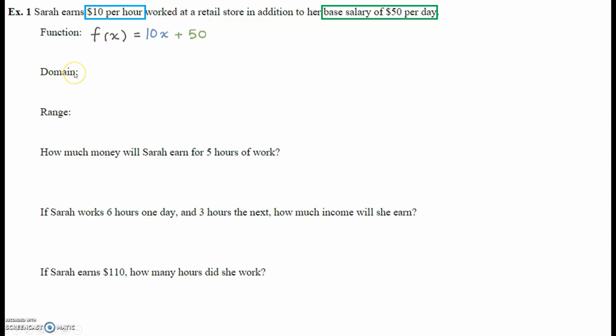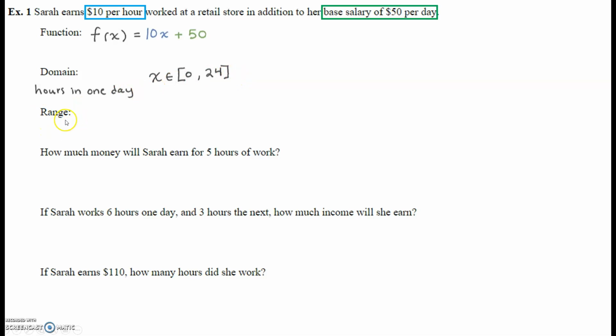What is the domain? So remember, that's all the inputs, so that would be hours in one day. So we would write this as x is an element, and then she can work 0 hours, so we're going to have a hard bracket, which is, remember that, like half rectangle or half square. 0 to, technically she could work 24 hours in a day. Ideally, that's not realistic. However, there are 24 hours in a day, so we could go from 0 to 24. And both of these have hard brackets because they are included.